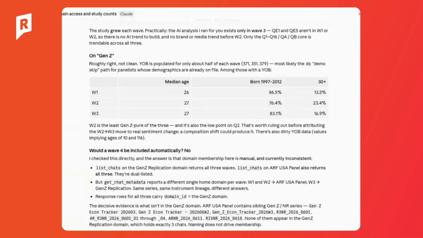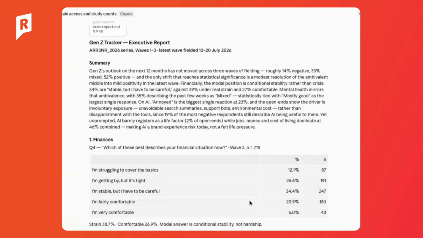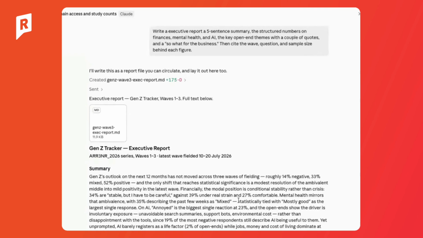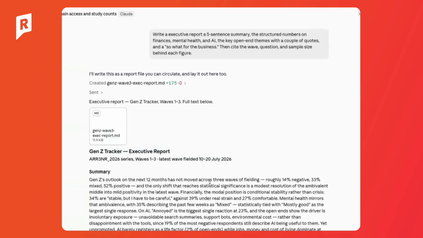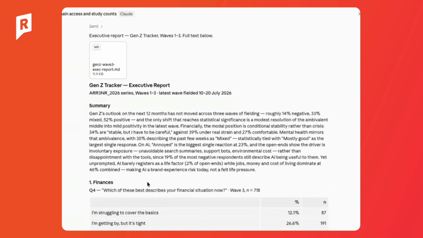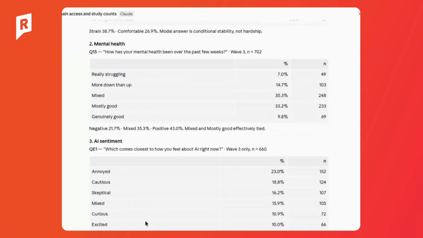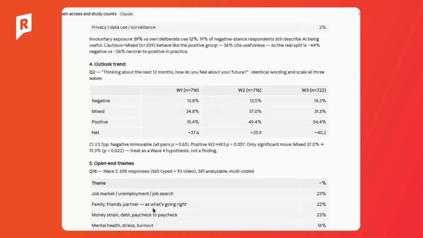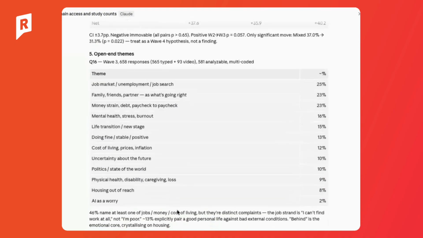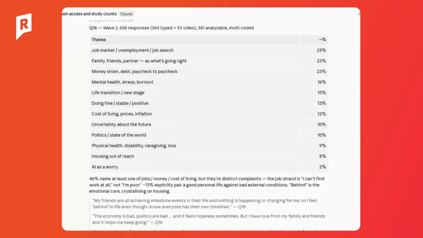Now we can ask it to create a quick report for everything we've talked about. So we can see here it has done just what I said. We have an executive report here, which I can easily share. And it gives me a clean summary. Gen Z's outlook on the next 12 months has not moved across the 3 waves of fielding. It has given me numbers. It has dug into the specific questions I asked about, so finances, mental health, and AI sentiment, the different drivers that are there, the outlook trend, the open-ended thematic analysis that we did, and with different quotes.